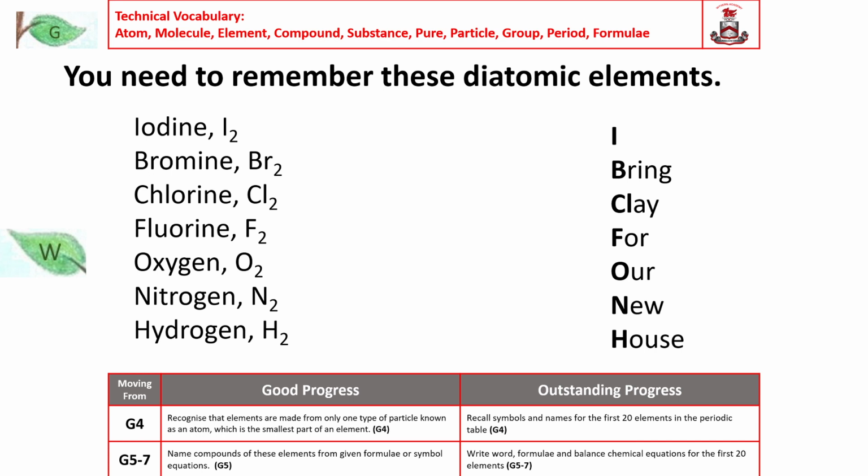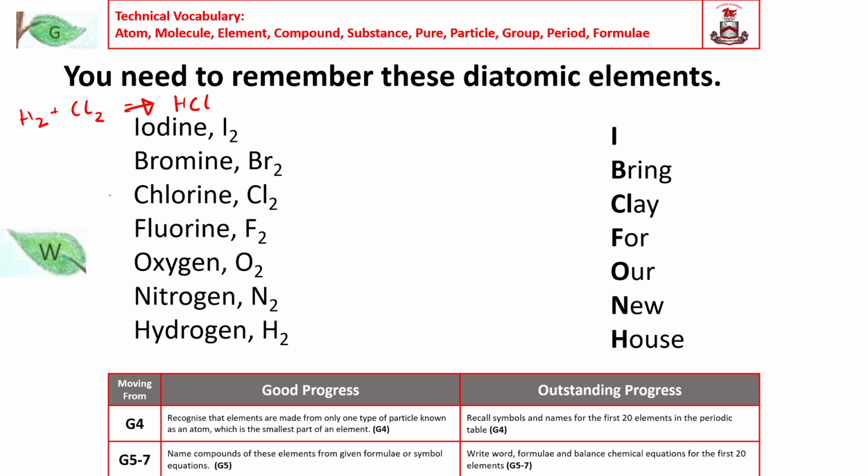Now, certain elements hang around in pairs. We call these diatomic elements. So you need to know that iodine, bromine, chlorine, fluorine, oxygen, nitrogen, and hydrogen are all diatomic. So if you ever write an equation that involves any of these as an element, say, for example, I had hydrogen reacting with chlorine to make hydrogen chloride. I couldn't just write H and Cl because I need to know that hydrogen and chlorine hang around as diatomic elements or molecules.